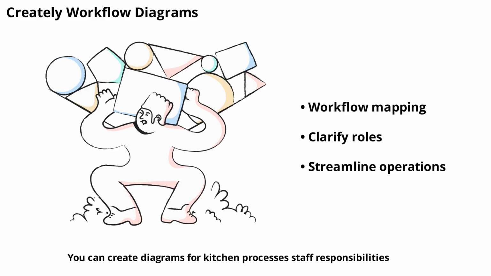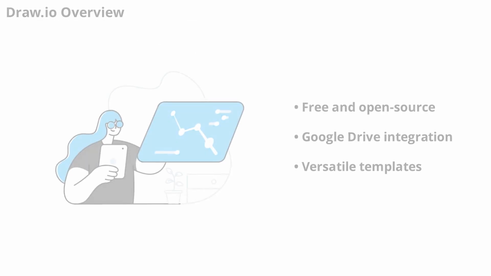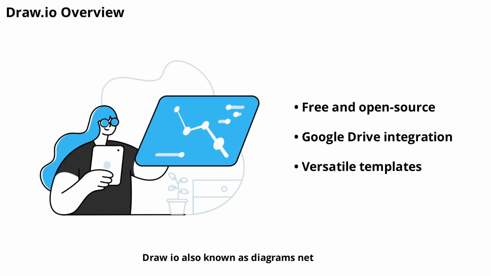You can create diagrams for kitchen processes, staff responsibilities, and service flows. These visual aids help clarify roles and streamline operations, making it easier to train new staff and maintain consistency in service. Draw.io, also known as diagrams.net, is a free and open-source diagram software.